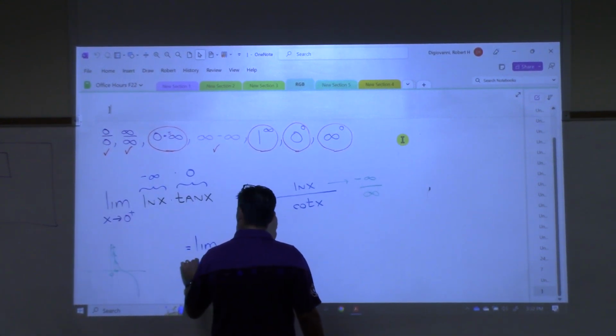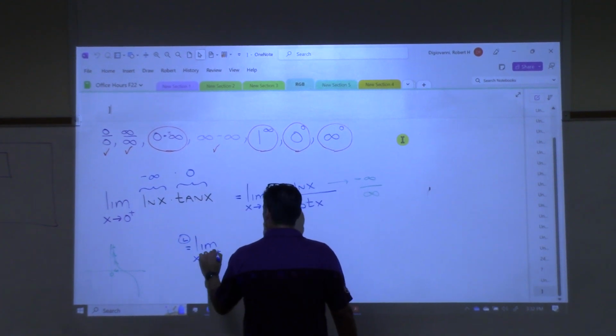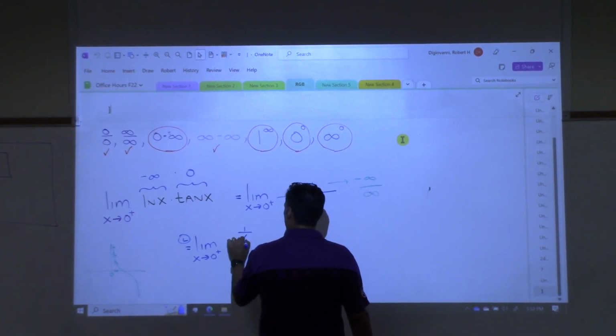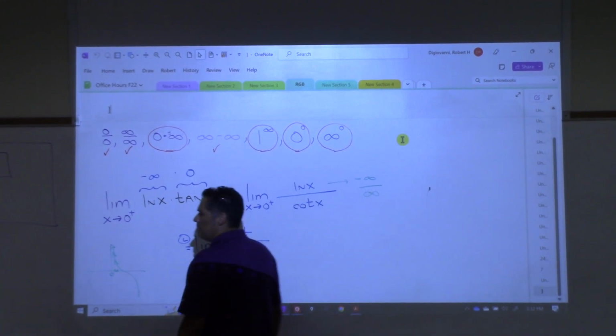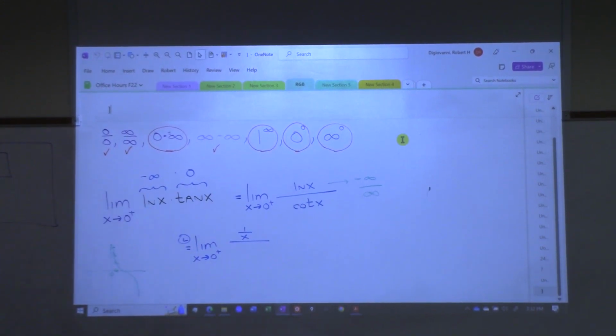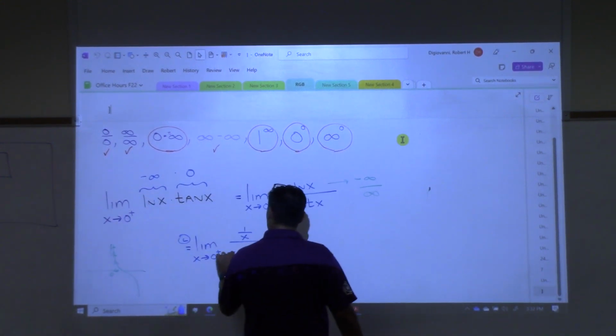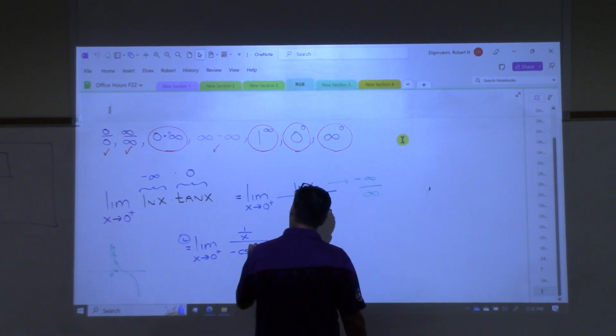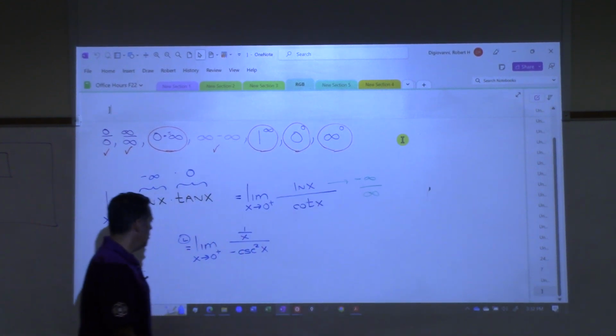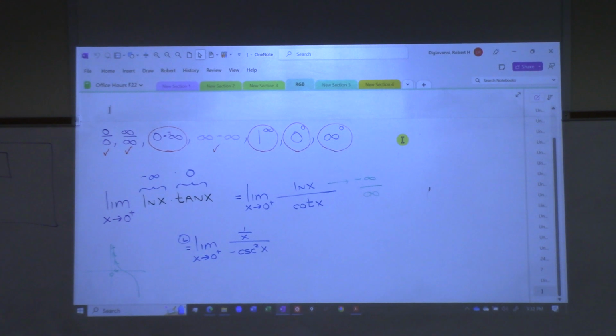Limit as x goes to 0 from the right. Oh, L'Hopital, so I need to put my little L there. Derivative of top, 1 over x. Super happy about that. All right, what's the derivative of cotangent x? Negative cosecant squared x. Whoa.